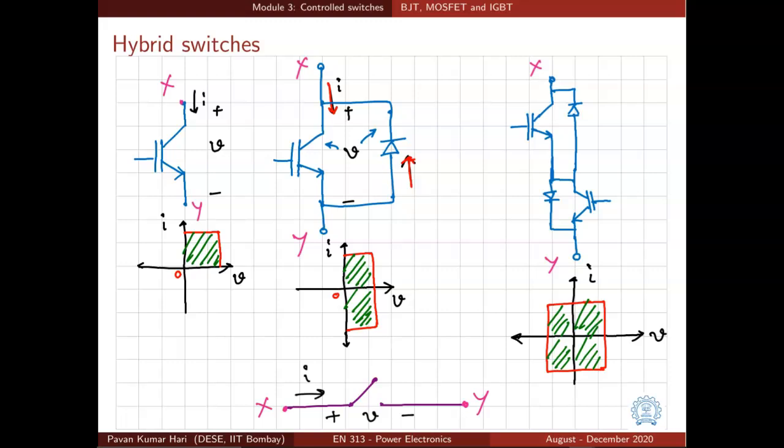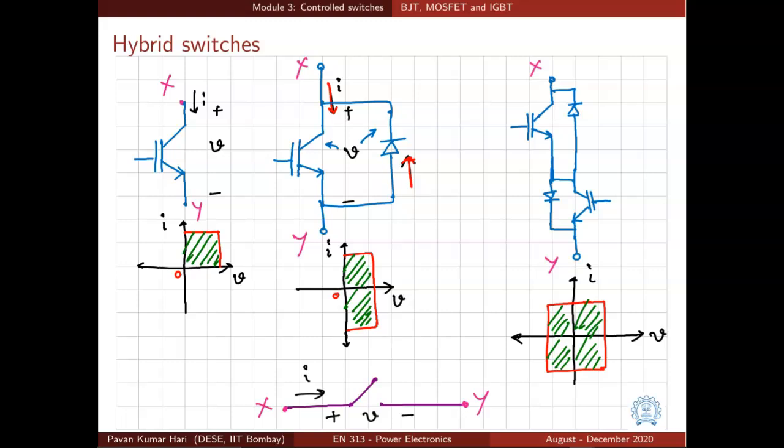The limitations, for example the red color limitation, are shown because of the device ratings. You cannot have infinite voltage blocking capability and so on. A realistic device will have some limitations. This red color boundary illustrates that, and the green color hatched region depicts the operating point. So the operating point can be anywhere within that region. The device can be conducting any current, or it can be blocking any voltage.